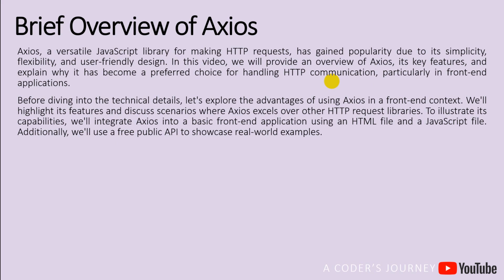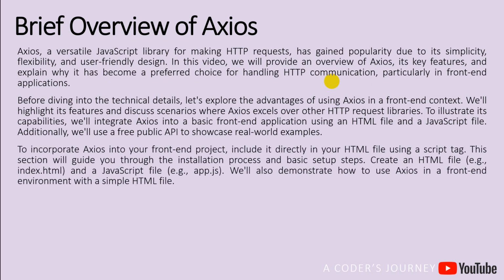And as I have told you before, one of the advantages of Axios is that it uses promises behind the scenes. And to illustrate its capabilities, we will integrate Axios in a very basic front-end application using a simple HTML file and a JavaScript file. And then we will use a public free API to showcase some real examples.